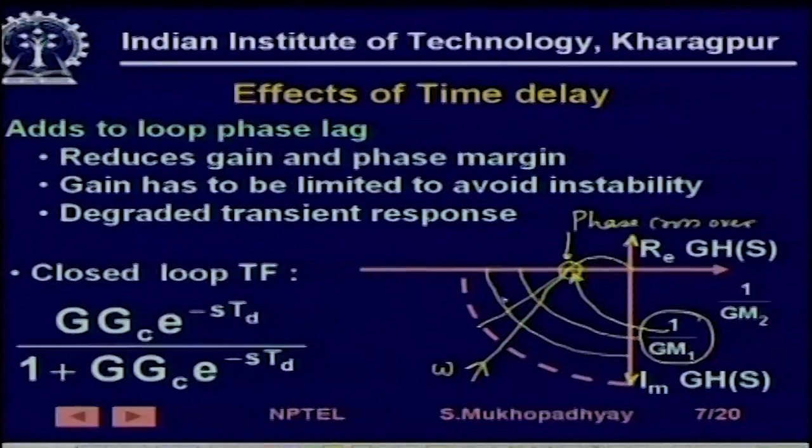At this frequency, which is higher, some other phase lag will be added. This phase lag is added here, and here more phase lag will be added. So in other words, now the plant will follow a different trajectory. It will follow a trajectory like this.